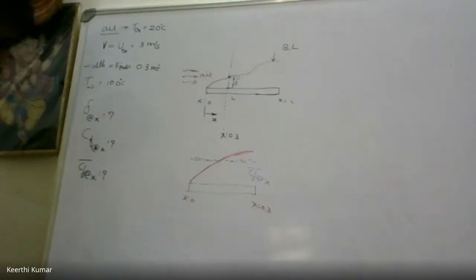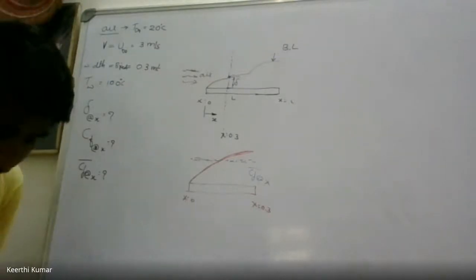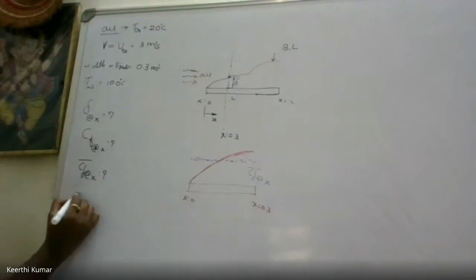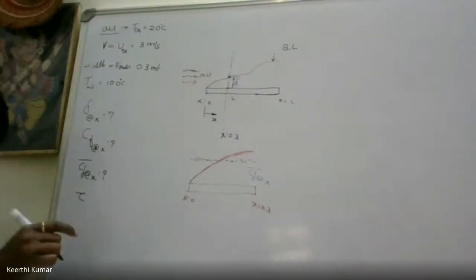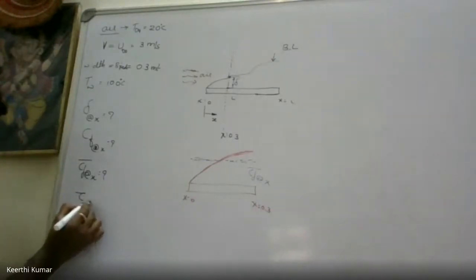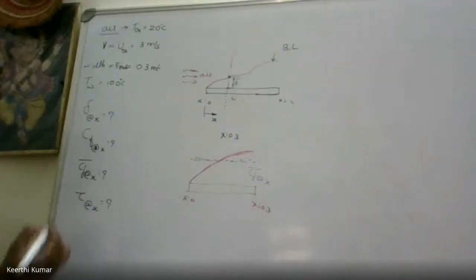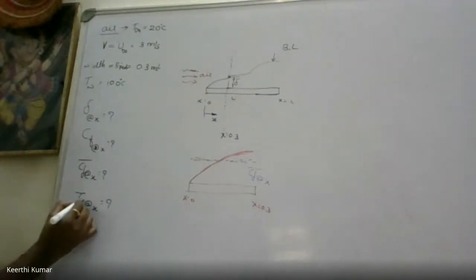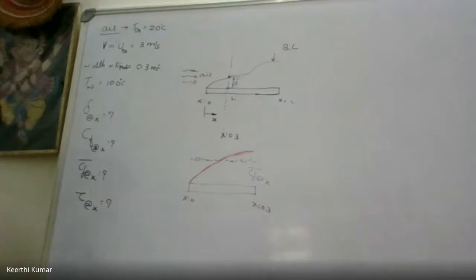Then he's asking local shear stress due to friction. Shear stress, what is the formula? What is the notation? Tau is the shear stress. He's asking local, not average. Local means tau at x is how much? Not tau average. That is called local friction. Local indicates at a value of x.